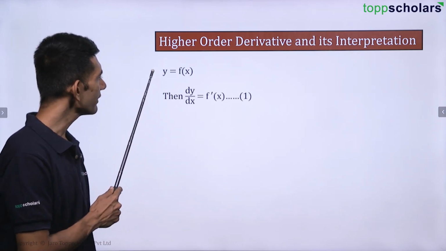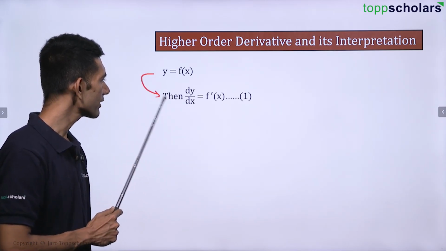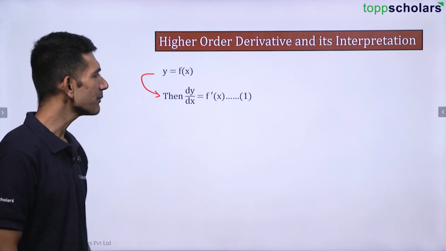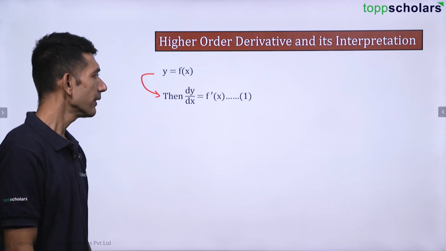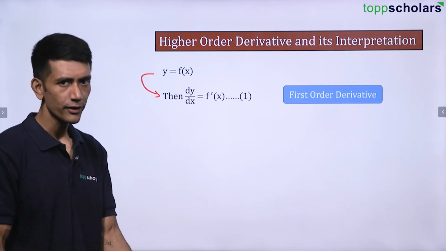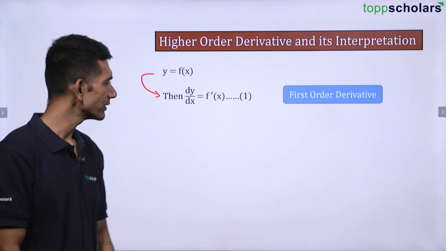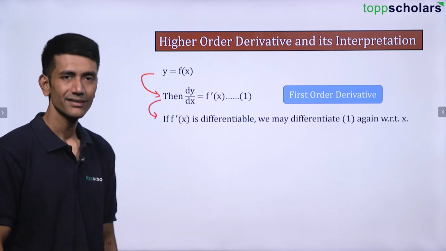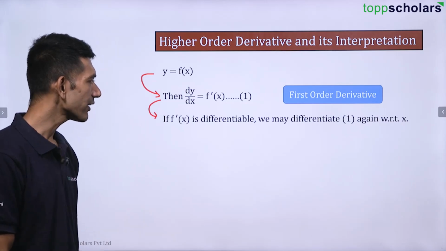Now see, if y is equal to f(x), then this is called the first order derivative. That is, you take the derivative only once. dy by dx is equal to f dash x. Now, this is the first order derivative. That is, you are taking the derivative only once. Now, if you take the derivative again of dy by dx, that will be your second order derivative.